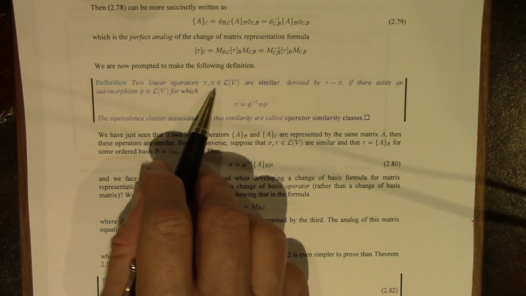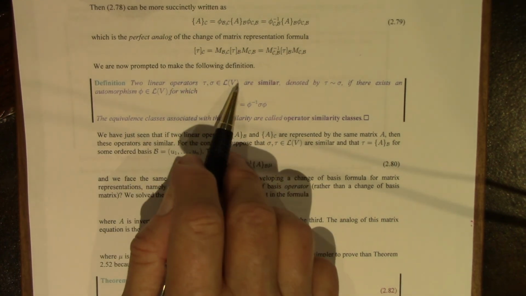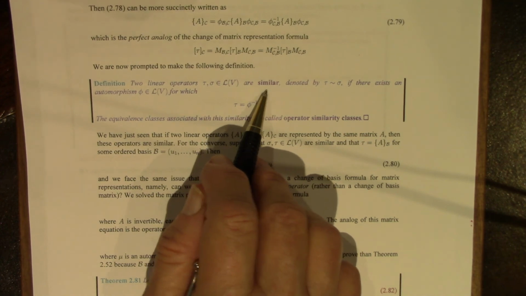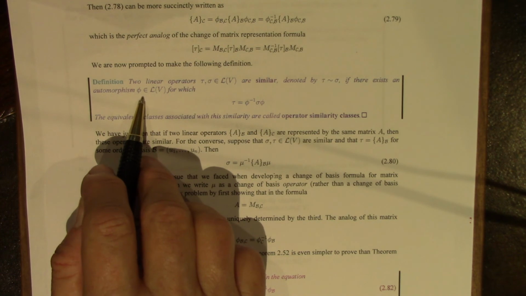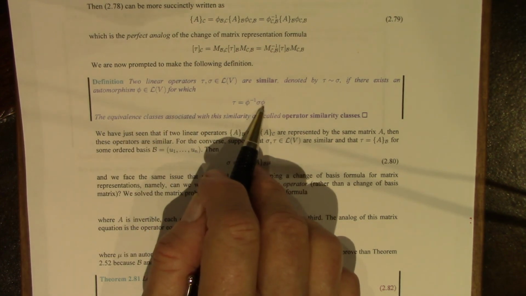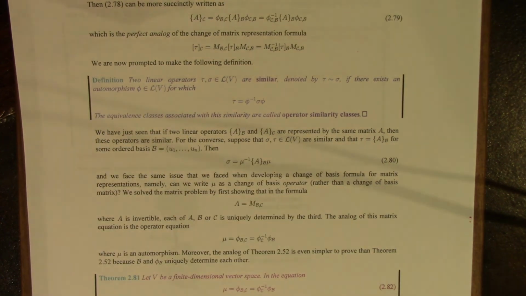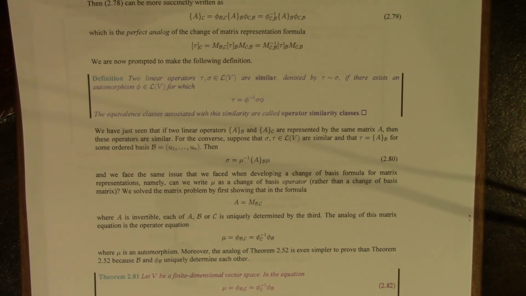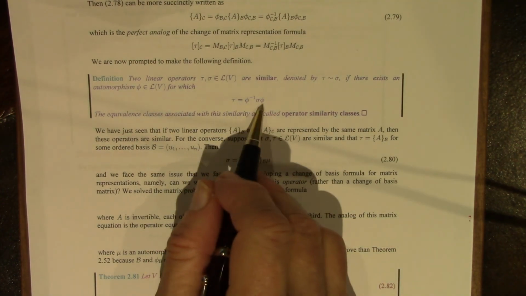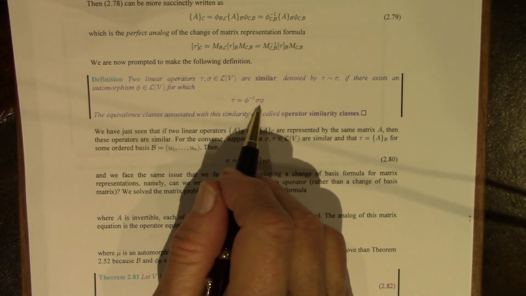So, first a definition. Two linear operators, tau and sigma on V, are similar, denoted this way, if there's an automorphism, phi, on V, for which this relation holds. Automorphisms are the analog of invertible matrices. So this is the analog of the definition of similarity of matrices.